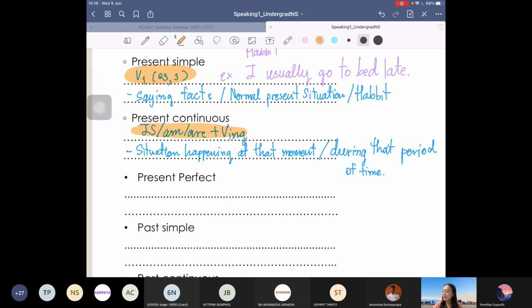An example of this tense, for example: you're meeting with your friends occasionally, and your friend asks you, "What are you doing?" So the friend is actually asking about the activity that you are doing at that time, right?